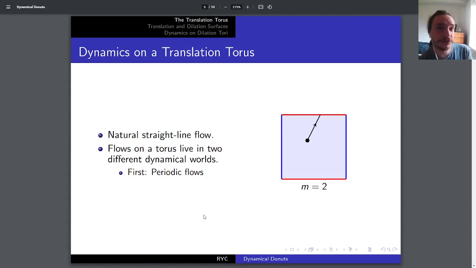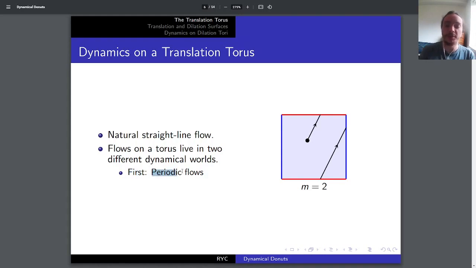Well, what do we mean when we say we want to move around? We start at some point and we start moving in a straight line. This is the natural straight line flow on a torus. So you start at some point and you start moving and moving, and eventually you hit the side. And when you hit the side, you come out the other side, moving in the same direction you were moving before. Okay? So that's what's going to happen. And flows on a torus like this are going to live in 2 very different dynamical worlds. So we'll see these 2 worlds, but let's start with the simple one.